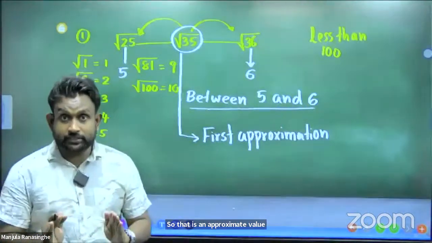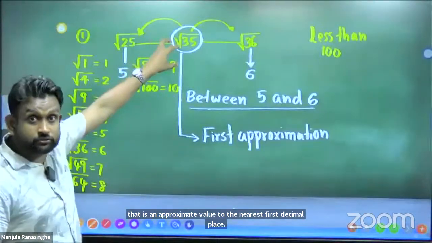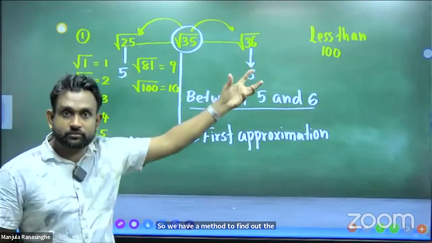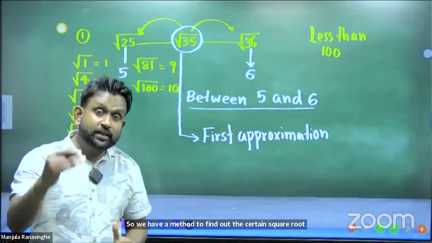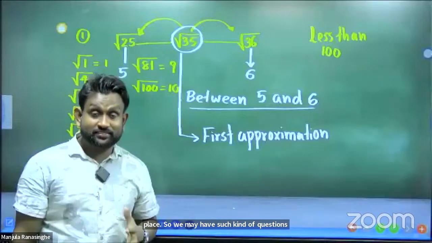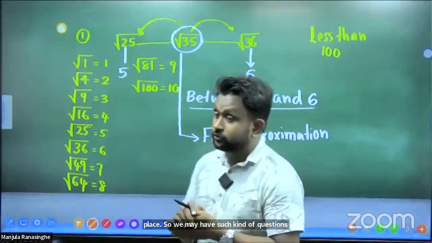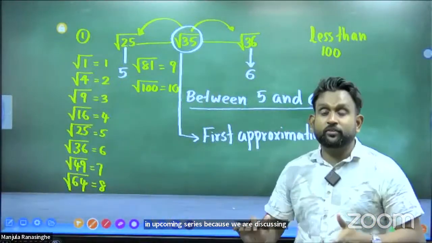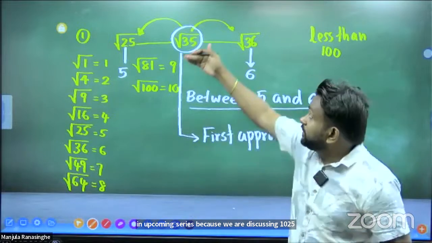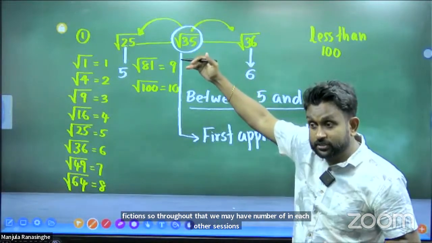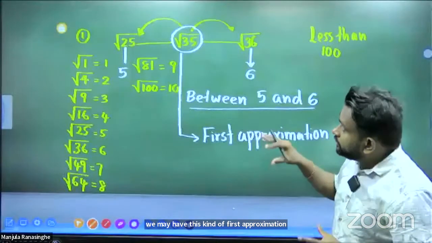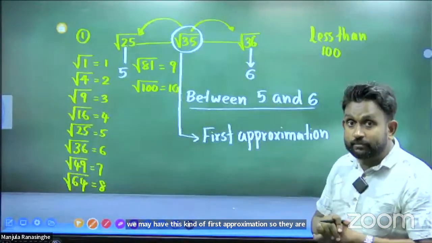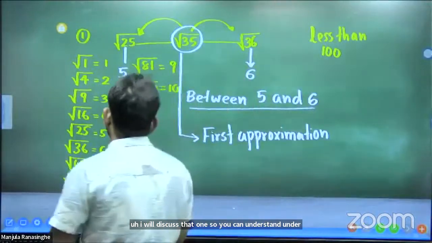So we have a method to find the square root of a number which is not a perfect square to the first decimal place. We may have such questions in the upcoming series because we are discussing 1025 questions. In each and every session we may have this kind of first approximation, and there I will discuss that. So you can understand under which whole numbers it lies, right? That is the first example.